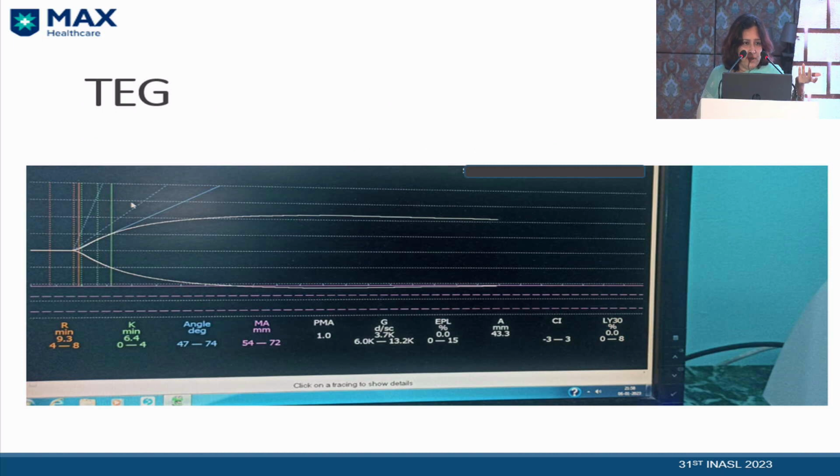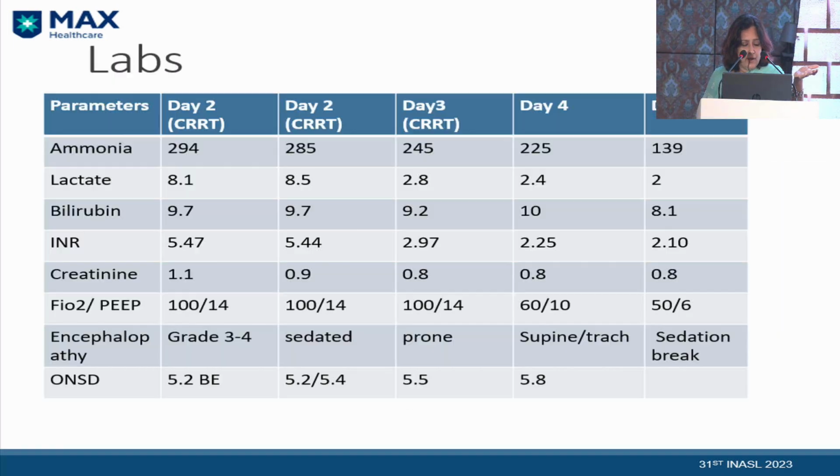For placing the lines, we did a TEG, which was okay despite the rise in INR. Through the course of treatment with CRRT, we were able to filter, and since the pressures were not very low, it was okay to do the dialysis gradually. The patient's oxygenation was what created the major problem. Ventilating with 100% oxygen and a PEEP of 14, we had a great deal of difficulty maintaining his oxygenation, but gradually his liver function started improving on CRRT.